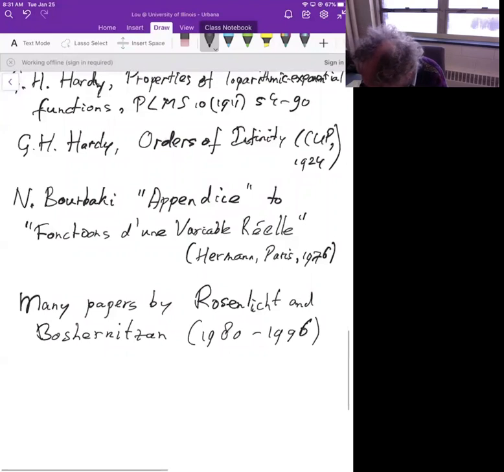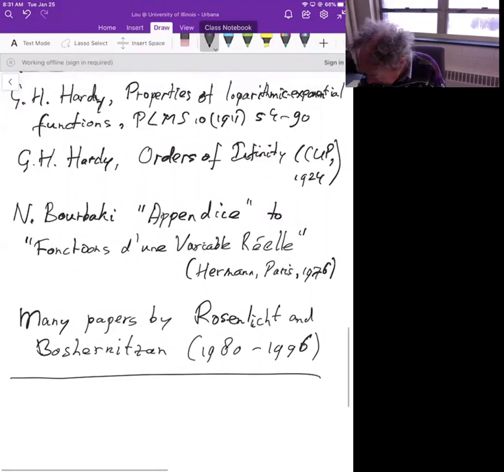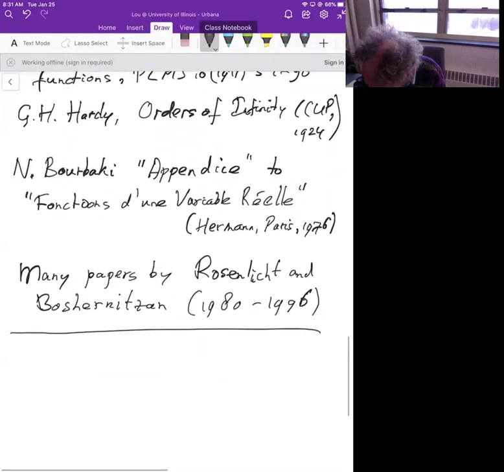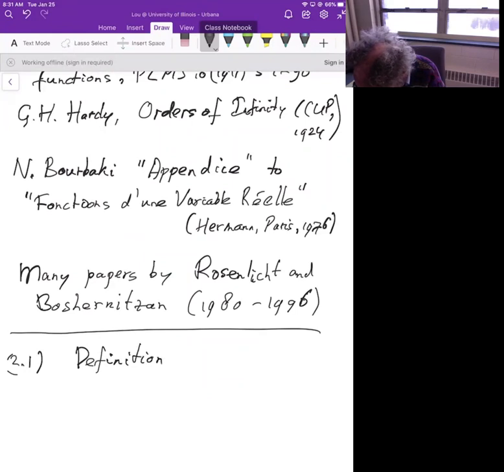Okay, so that is what I want to say about the sources. And now I can start with the definition and some immediate consequences.